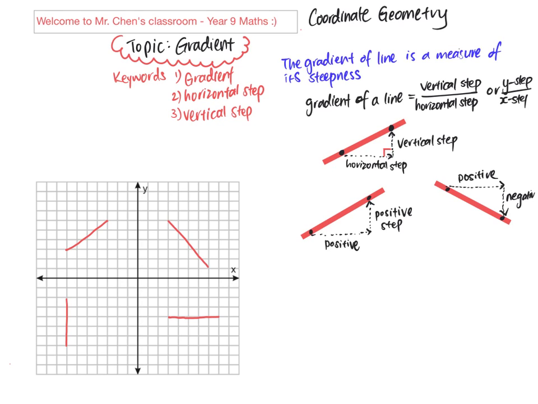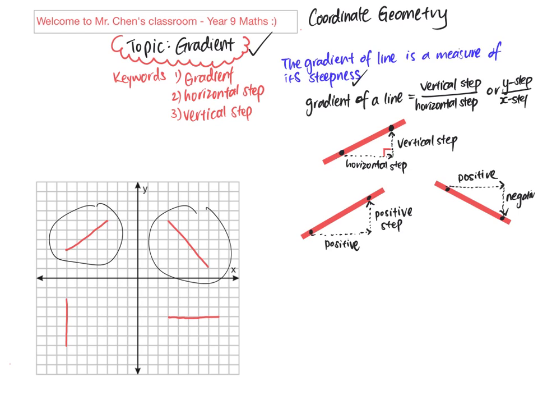So from previous videos we talked about how to find the midpoint, and in these videos for coordinate geometry we will actually look at gradients. What is gradient? Gradient is looking at how steep a line is. So I have a few examples over here. Have a look here.